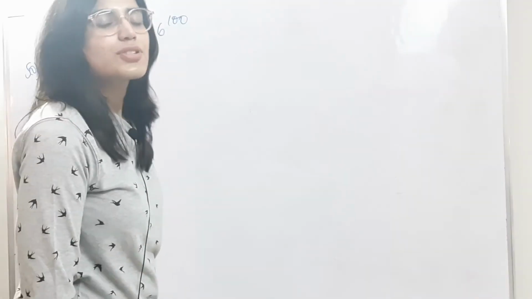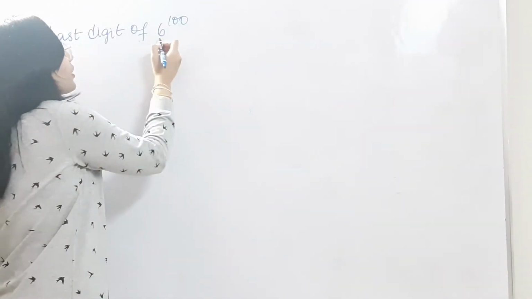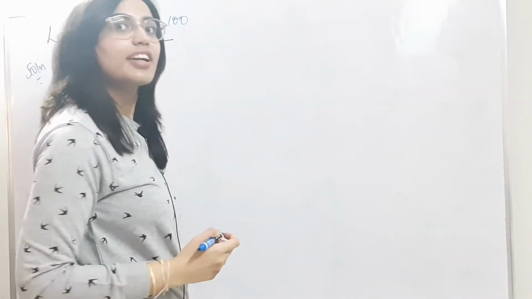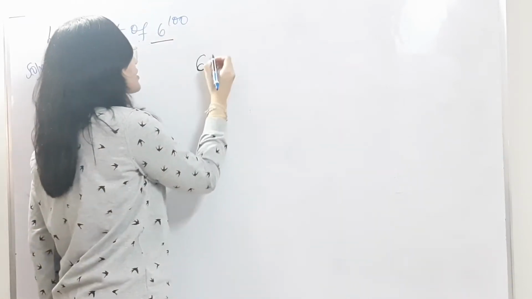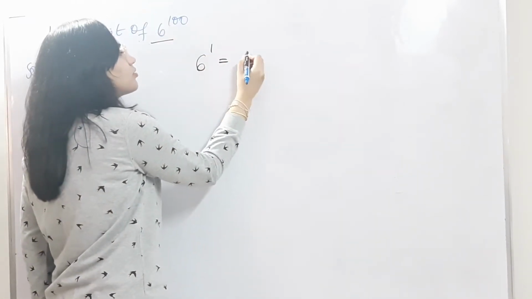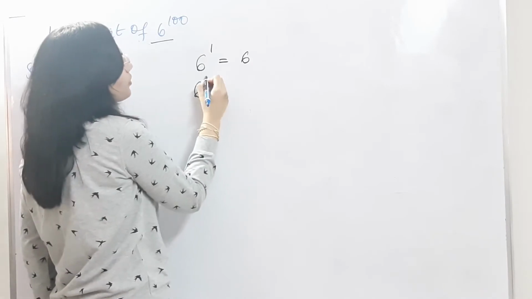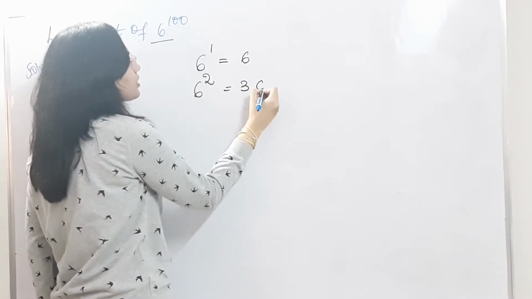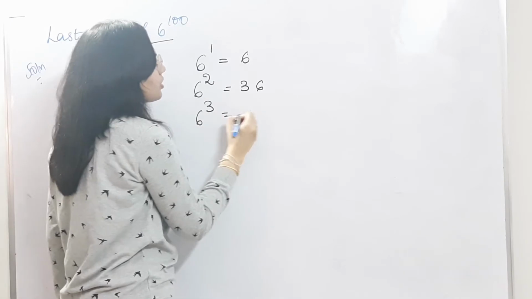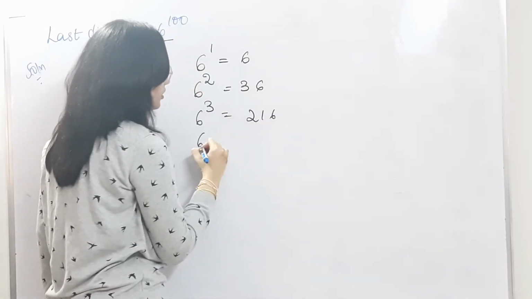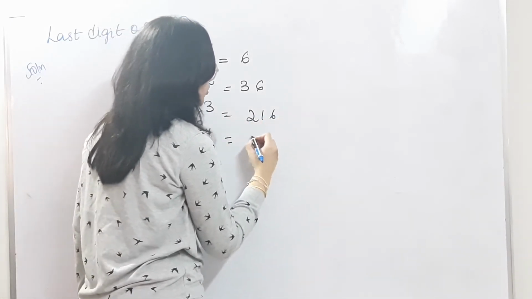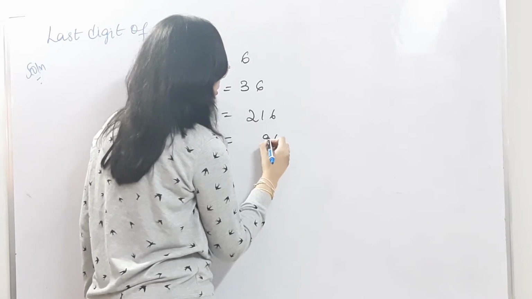Okay, the next problem is to find the last digit of 6 power of 100. Before we tackle the power of 100, let's see what will happen if you raise 6 to the power of 1. You will get 6. What will happen if you raise 6 to the power of 2? You will get 36. 6 to the power of 3? You'll get 216. 6 to the power of 4? You get how much? 6 sixes are 36, and so on.